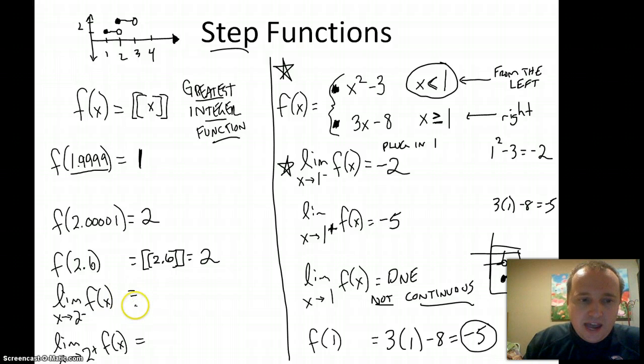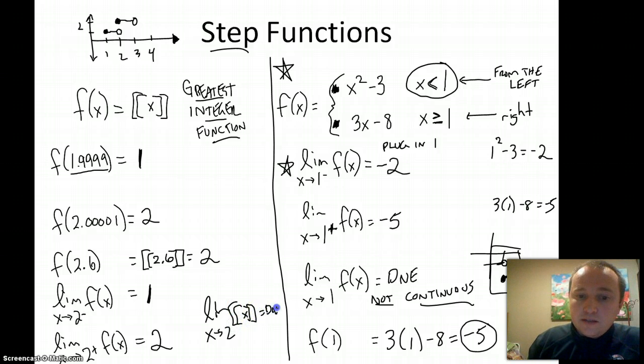So what is the limit as x approaches 2 from the left? Well, that means it's less than 2, so it approaches 1. What is the limit as x approaches 2 from the right? 2. So what is the limit as x approaches 2 of a greatest integer function? Does not exist because they're not the same value. So it doesn't exist.